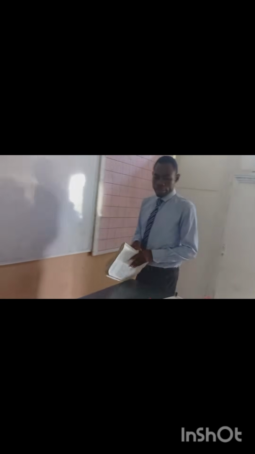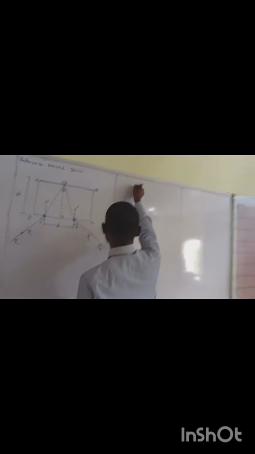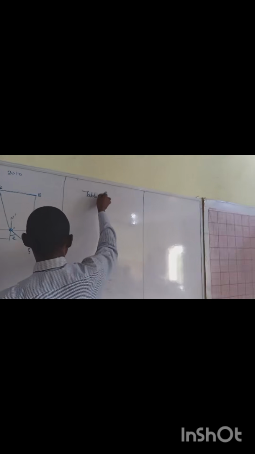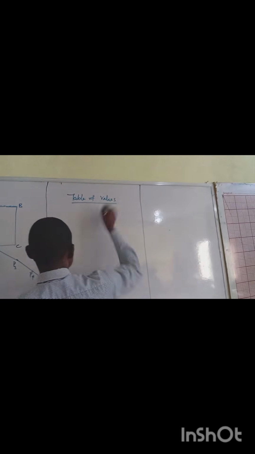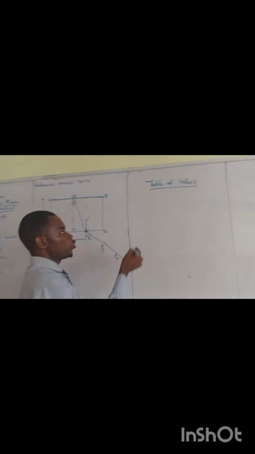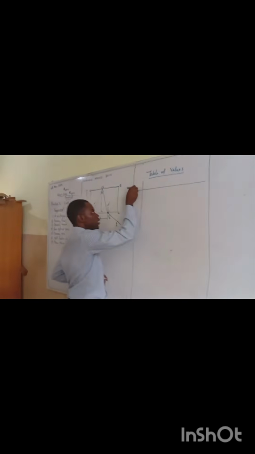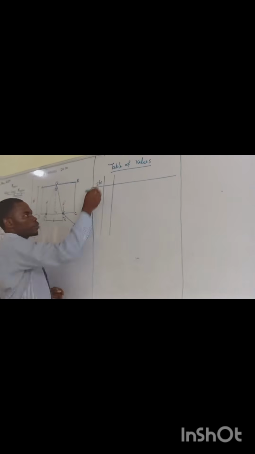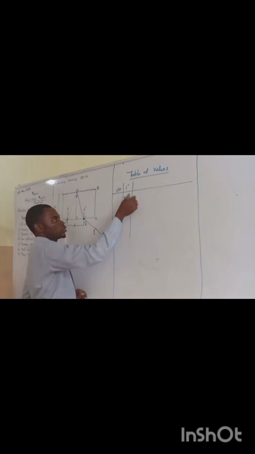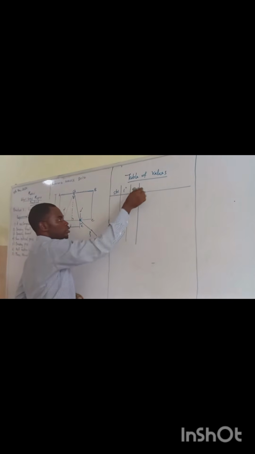Now they said we need D. Hello, somebody is talking. Where is my table of values? We have carried out the experiment. The next now is the table of values. If you like, you may create something called serial number, SN. For the angle, we have a particular theta that we measure.